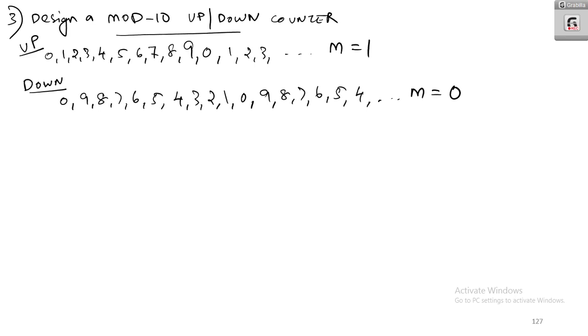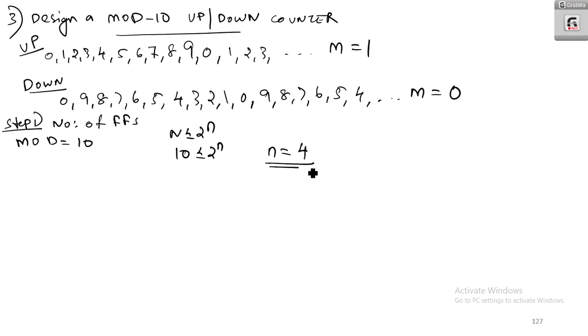Now, the second step is you need to find the number of flip-flops required. Here mode is equal to 10. So the first step is to find the number of flip-flops. Therefore you can write mod 10, which should be less than or equal to 2 raised to n. That is 10 should be less than or equal to 2 raised to n. So 2 cube is 8, so we can go for 4. n is equal to 4. That means you should have 4 flip-flops.